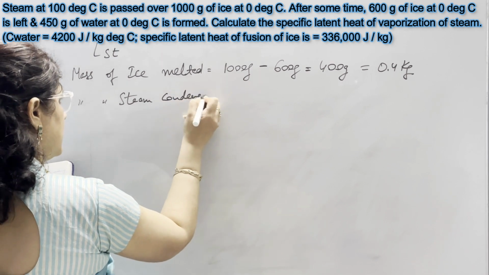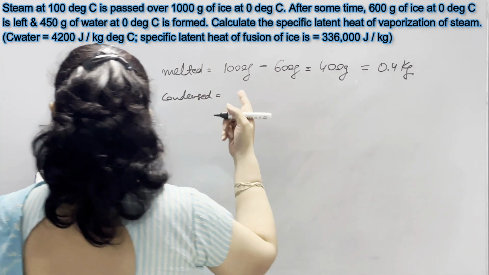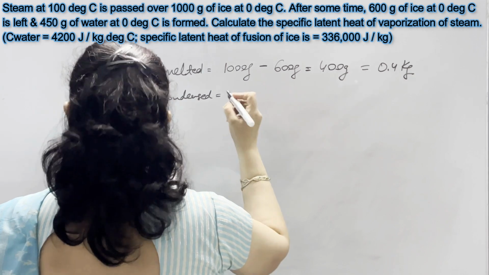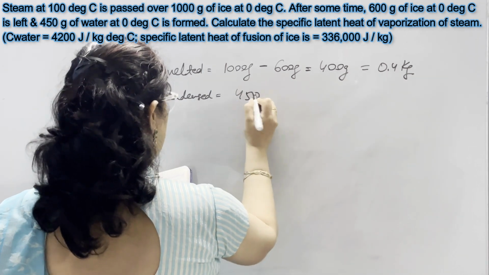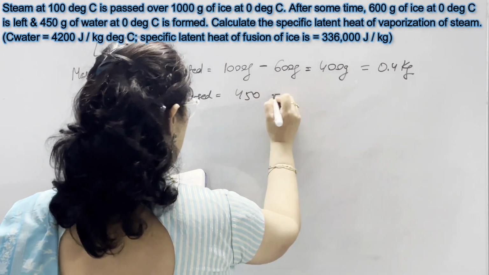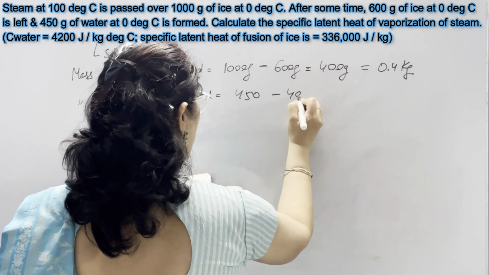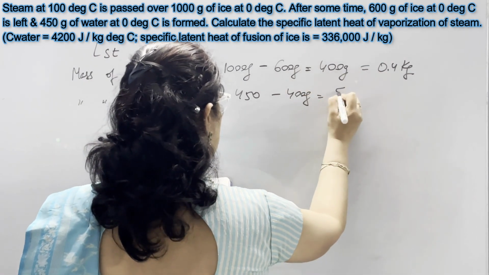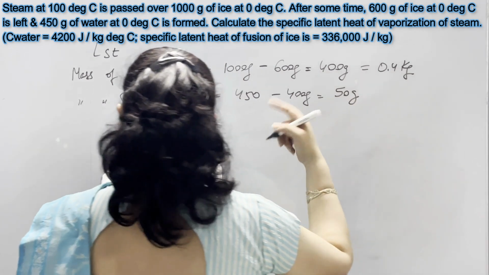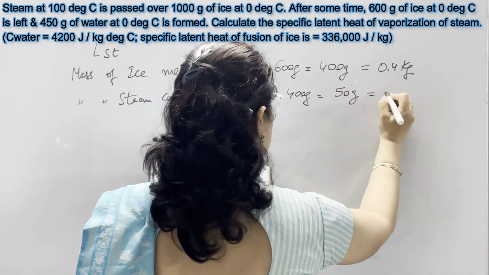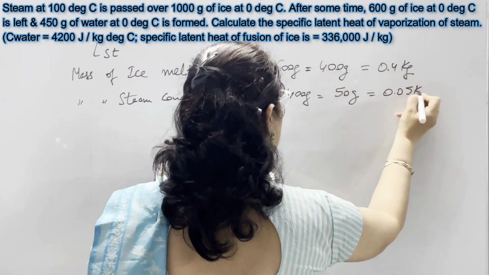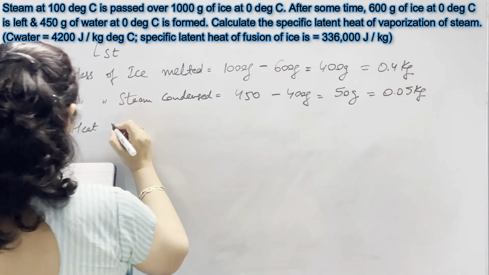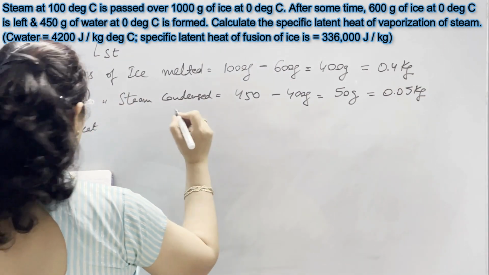Now next is the mass of steam condensed. Initially it is given as 450 gram of water, and now it has become 400 gram. It means 50 gram is converted to water. It means 0.05 kg.